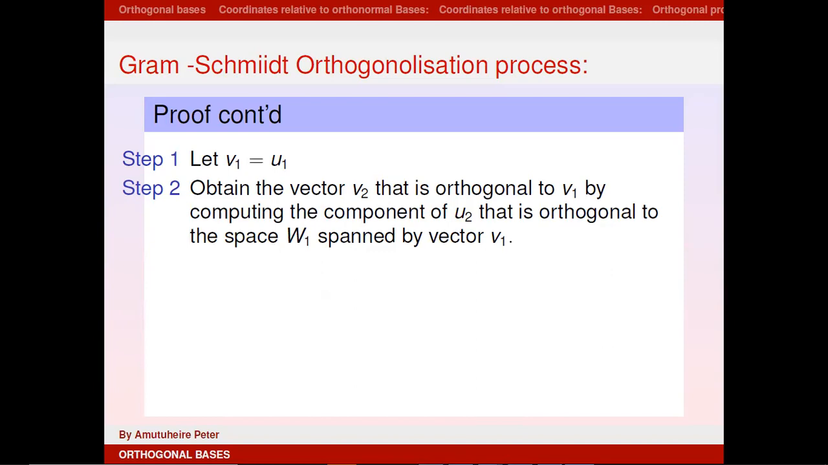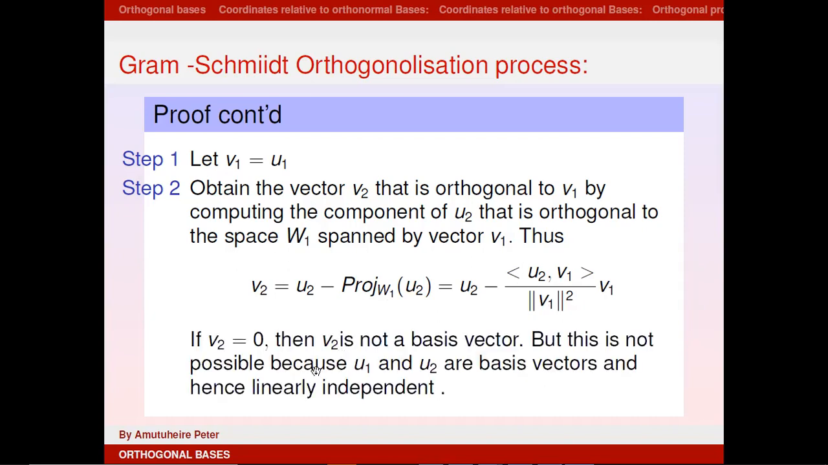Now, to obtain the second element of the orthogonal basis V2, which, if it is an element of the orthogonal basis, then V2 should be orthogonal to V1. So we obtain it by computing the component of U2 that is orthogonal to the space W1, which is spanned by the vector V1. So how do we do that? To get V2, we get U2 minus the component which is orthogonal to the space W1 spanned by V1.